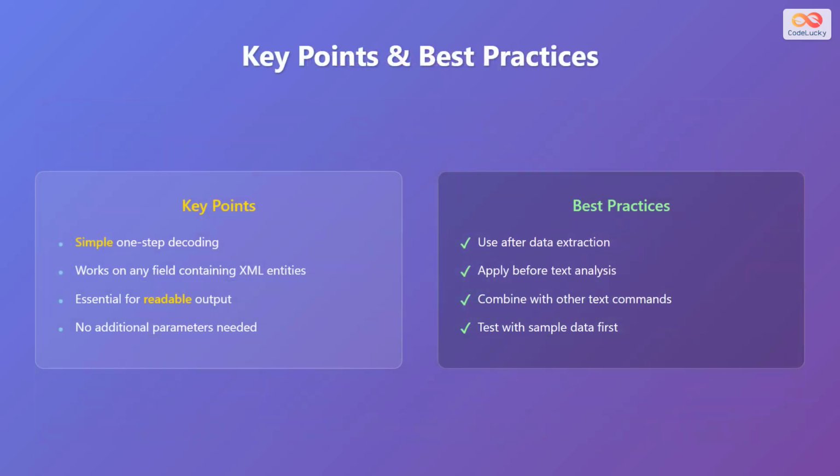Let's summarize the key points about xmlunescape. It provides simple one-step decoding for XML entities. The command works on any field containing XML entities without requiring additional parameters. It's essential for producing readable output from encoded XML data. For best practices, use xmlunescape after data extraction but before text analysis. It combines well with other text processing commands in your SPL pipeline. Always test with sample data first to ensure the command produces the expected results for your specific use case.